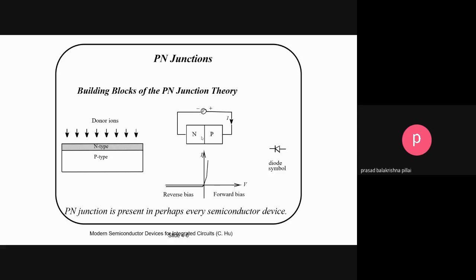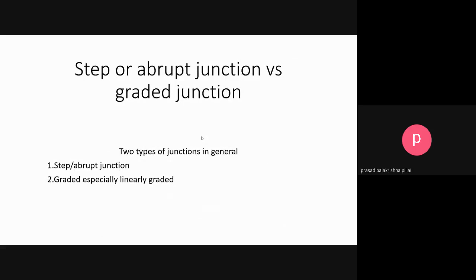Again, I am not bringing in any figure for the linearly graded junction. Later on we'll be seeing that, because today I'm just introducing all these terminologies, so I'm not bringing any diagram. So you have two types of junction: one is a step junction, and the other one is a graded one, especially linearly graded. These two junctions are often discussed in the literature and in most of the standard textbooks. Most of the time we will be discussing the step junction, like abrupt junction.